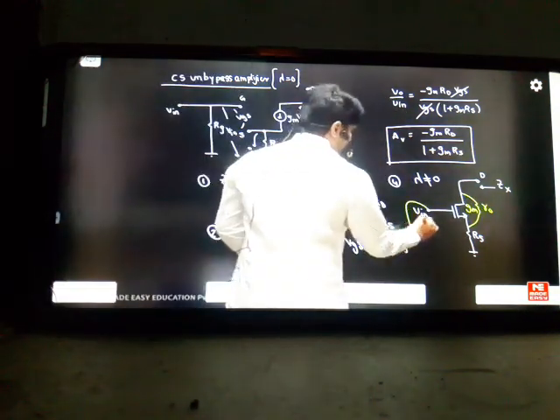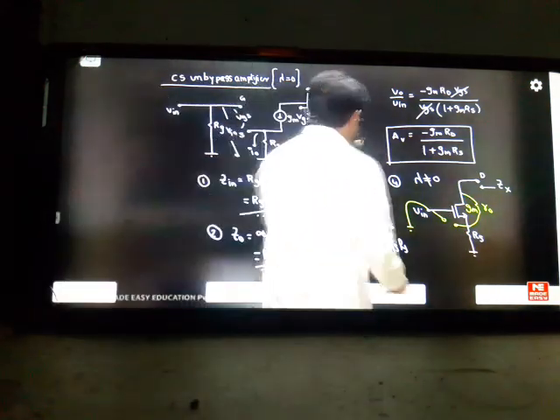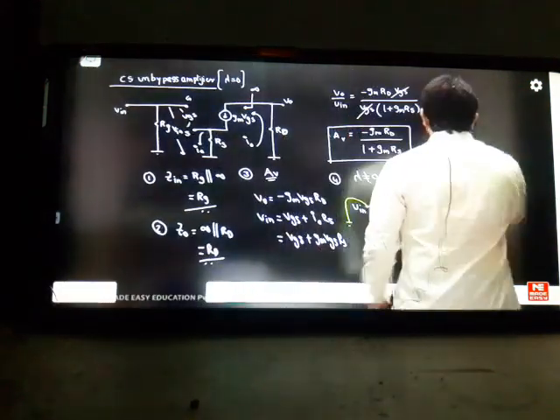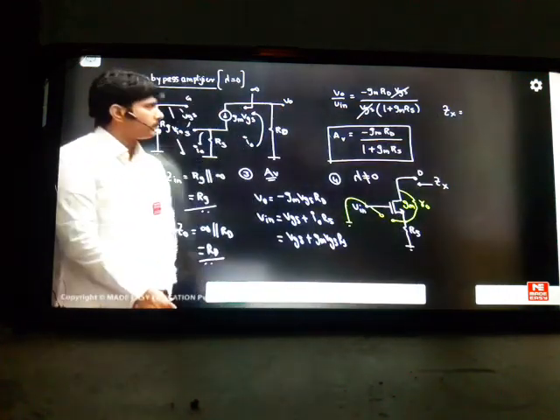Here input should be ground. This is open. Here we don't have anything. R pi is not there. So what should be the answer? Nicely you can write it yourself, without my help. What is ZX? Let's see, with the same trick, I want this answer.